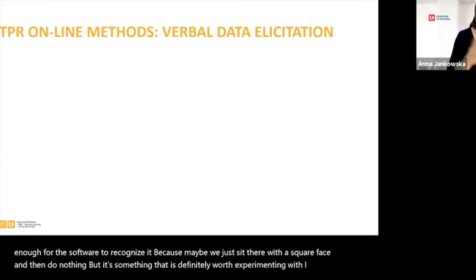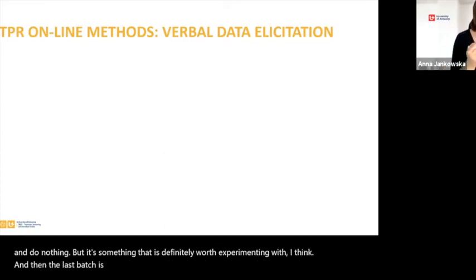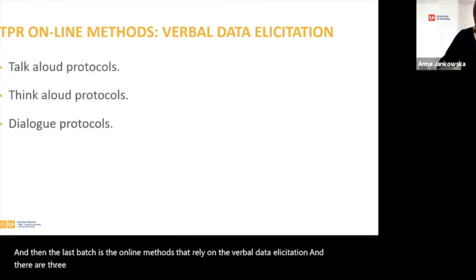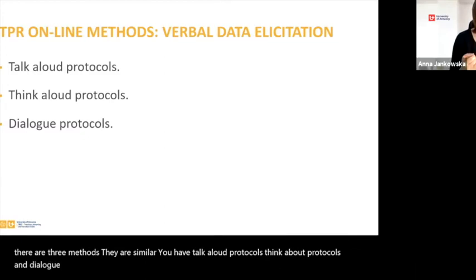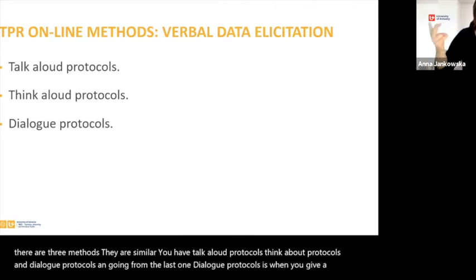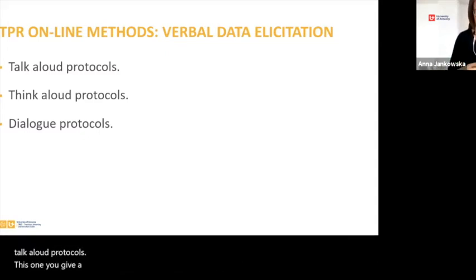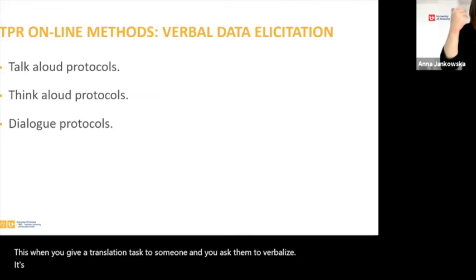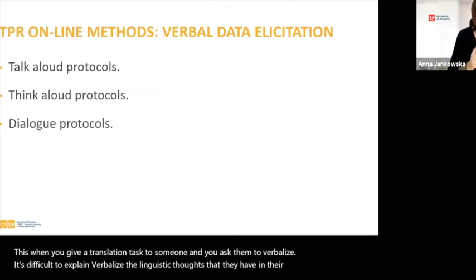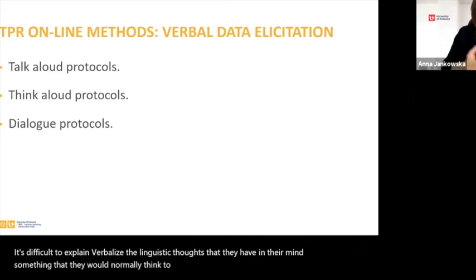And then the last batch is the online methods that rely on verbal data elicitation. And there are three methods. They are similar. You have talk aloud protocols, think aloud protocols, and dialogue protocols. Going from the last one, dialogue protocols is when you give a translation task to two people and you ask them to talk about it, to comment out loud. Talk aloud protocols is when you give a translation task to someone and you ask them to verbalize, it's difficult to explain, the linguistic thoughts that they have in their mind, something that they would normally think to themselves, but you ask them to speak it out loud.